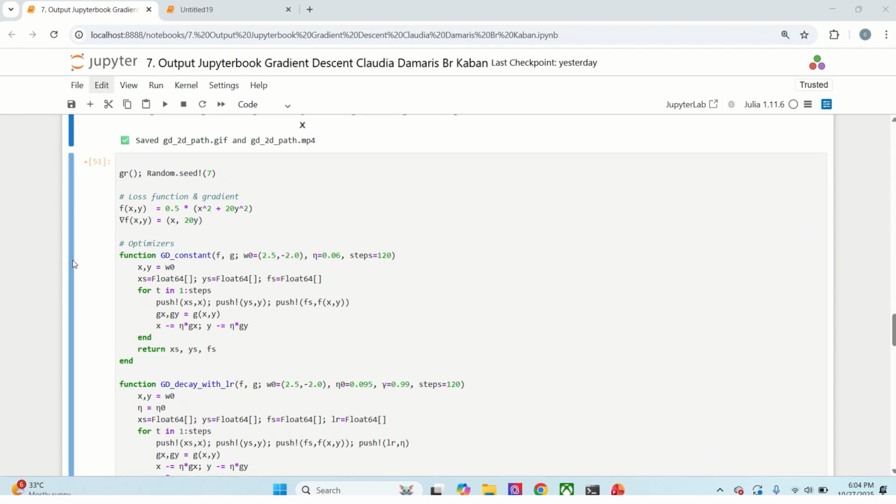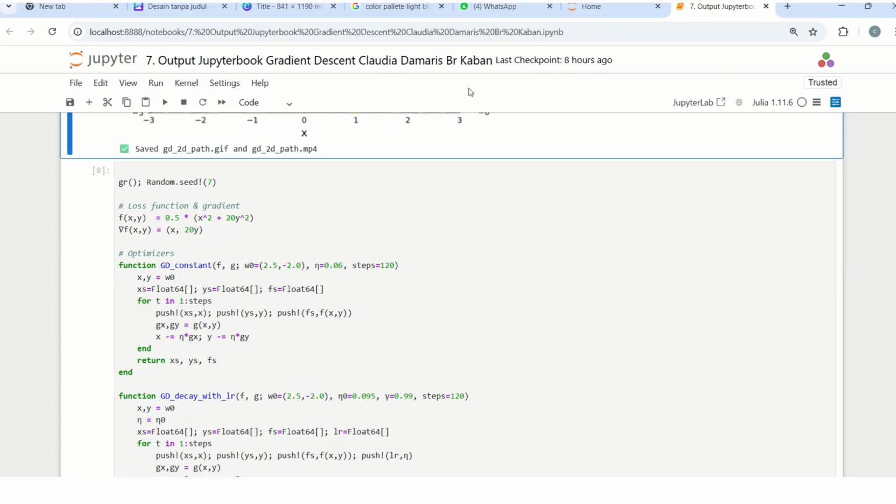Instead of using the same step size for every iteration, we start with a larger learning rate and slowly decrease it using the formula learning rate 0 times gamma to the power of t. This makes the training fast at the beginning and more stable when it gets close to the minimum. So in this section, I will demonstrate gradient descent on a two-dimensional function with two approaches. The first one is using a constant learning rate, and the other one is using decayed learning rate. The plots you will see in the next section are the optimization path on the contour surface, the loss over time, and how the learning rate changes during the training.